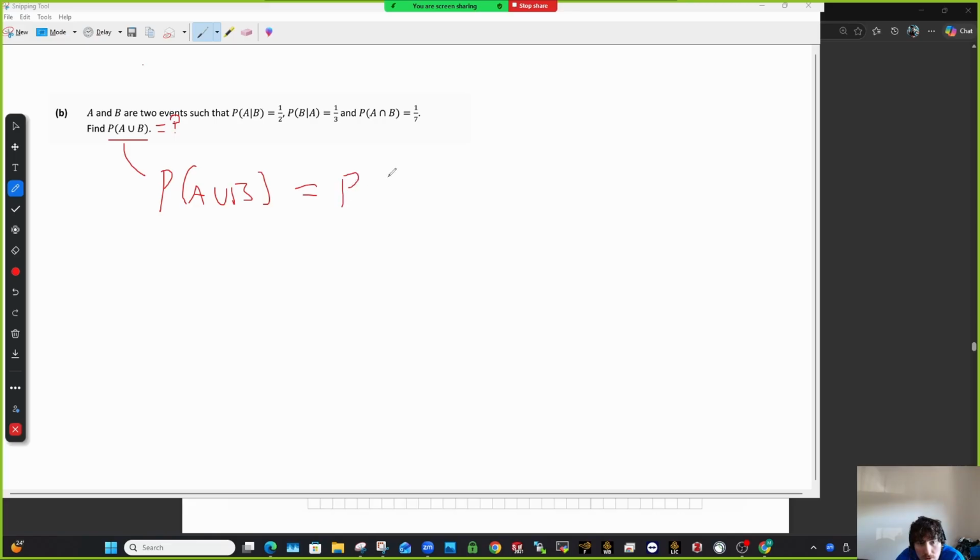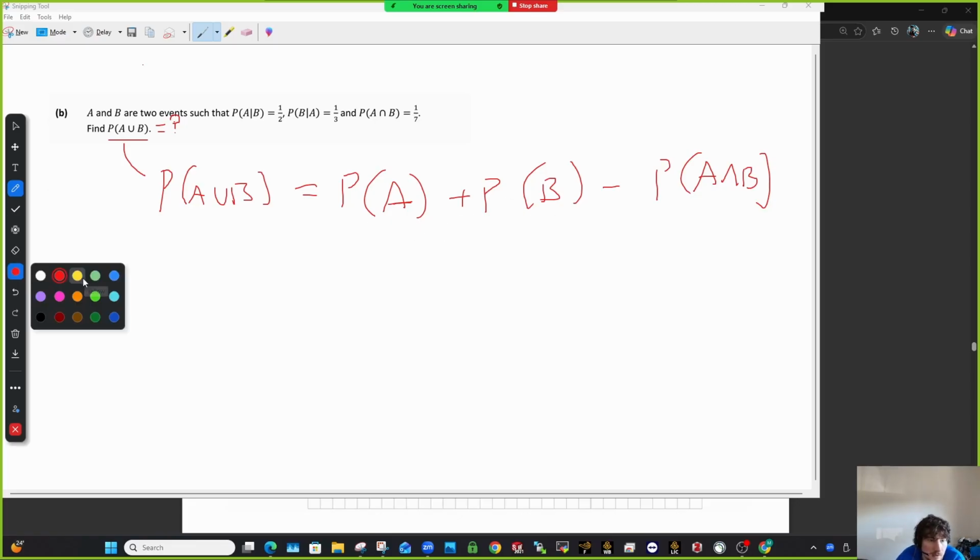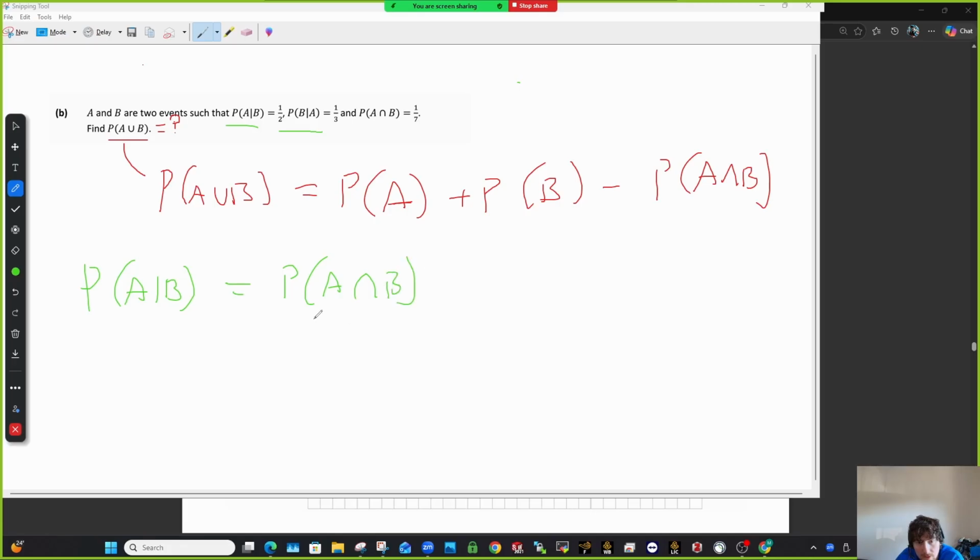So we should know this formula always works for this guy. It's the probability of A plus the probability of B, subtract the intersection, probability of A intersect B. We already have the intersection from the question they give us there, it's a 7th. So we need to go and find these two things somehow. So let's try and use these here. Right, we should know that the A given B can be written as the intersection of the two things divided by the last thing mentioned. So divided by the probability of B, because B is the last thing mentioned there.